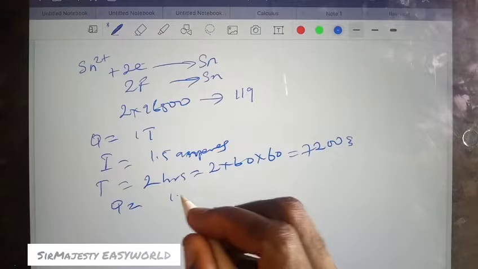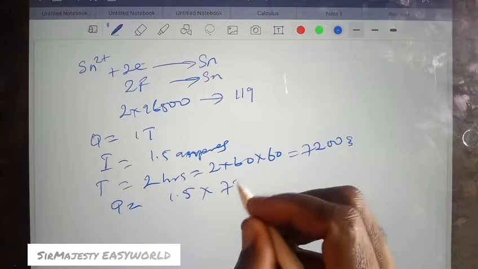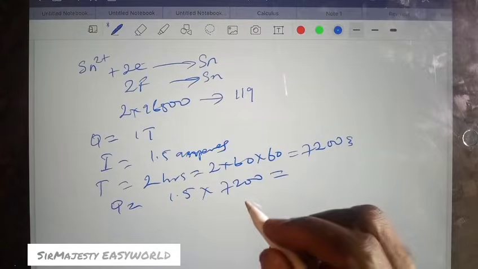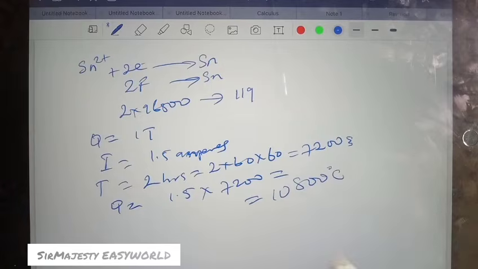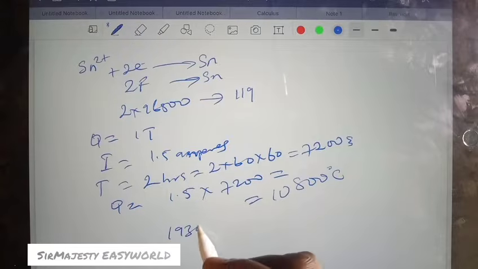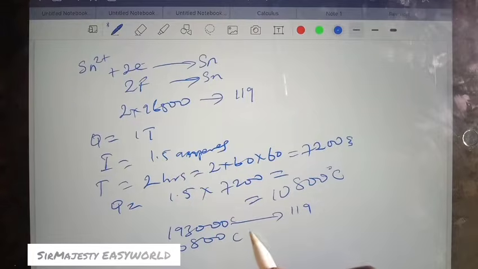Therefore Q equals IT, current times time, so 1.5 times 7,200. That will give us 10,800 coulombs. So then you go back: 2 times 96,500 will give you 193,000 coulombs to give us 119 grams. What will 10,800 coulombs give? Whatever it gives is our final answer.